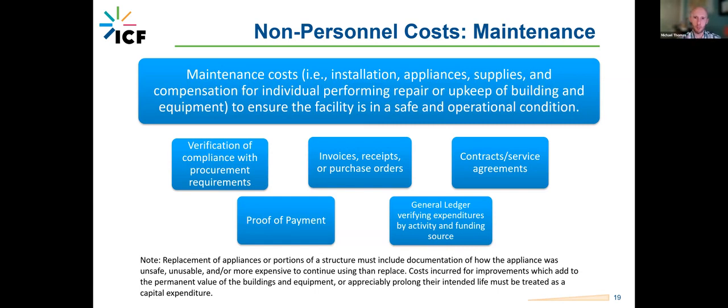Note that replacement of appliances or portions of a structure must include documentation of how the appliance was unsafe, unusable, and or more expensive to continue using than to replace.